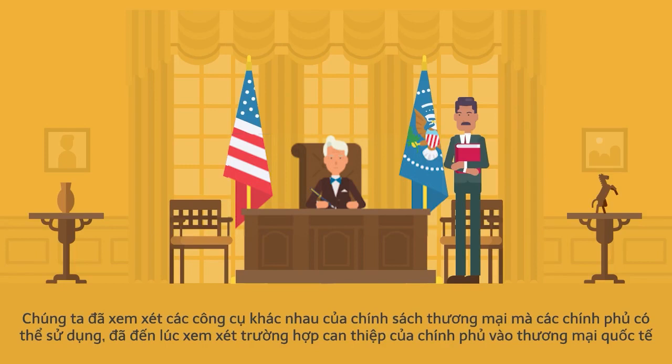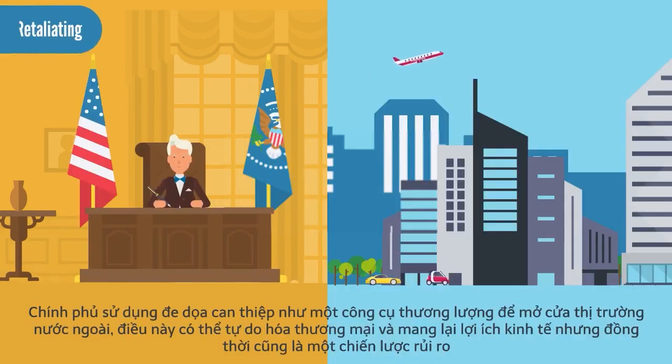Now that we have reviewed the various instruments of trade policy that government can use, it is time to look at the case for government intervention in international trade. Retaliating. The government uses threat of intervention as a bargaining tool to open foreign markets. This may liberalize trade and result in economic gains, but at the same time, it is also a risky strategy.